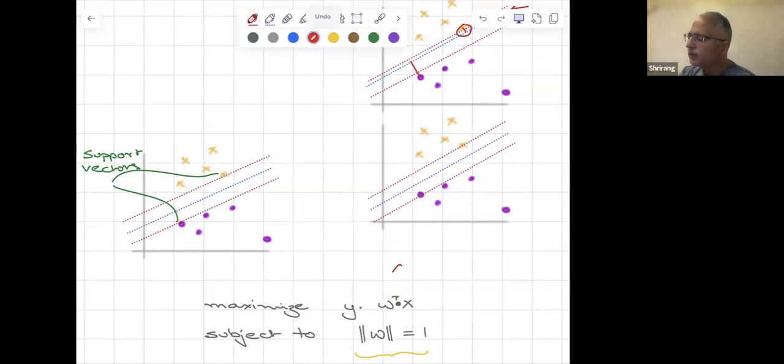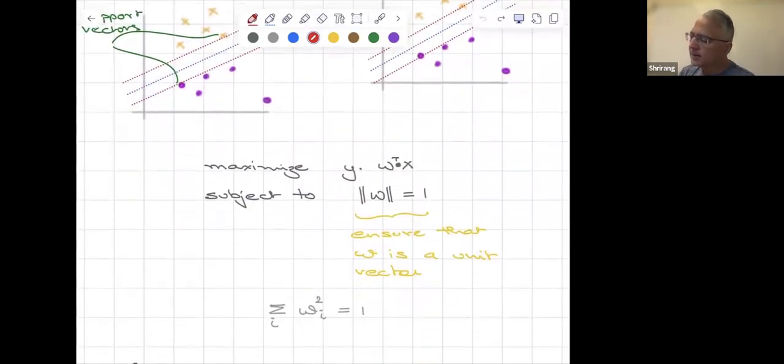How do I calculate the length of W? It's the square root of W1 squared plus W2 squared plus W3 squared. That's the definition of the length. That is this guy. So I've got a linear objective function and a quadratic constraint. This is a quadratic optimization problem, and there are algorithms to solve that.